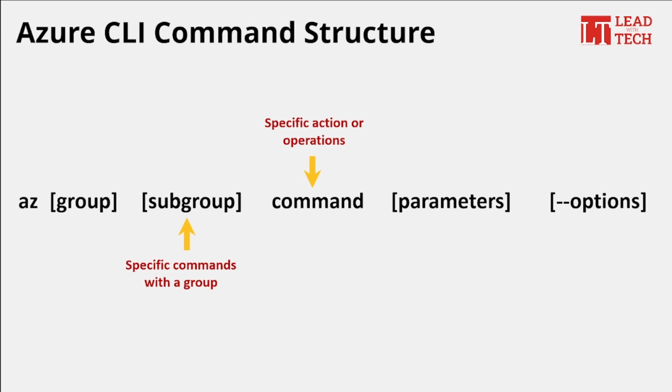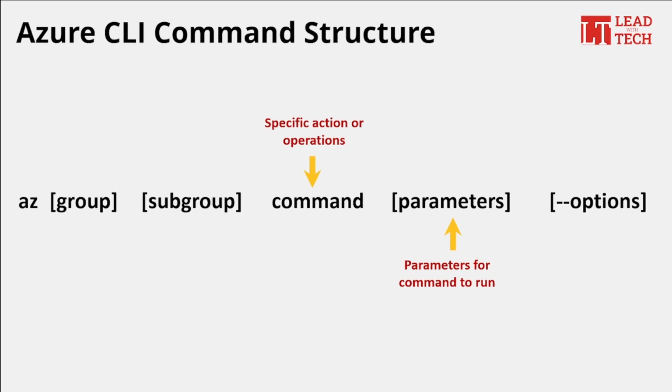Next, once you specify the command, you'll have to specify the mandatory parameters based on the group, subgroup, and the command that you have chosen. So if you're trying to create a VM, you may not have a subgroup, the command is create, and then you need to specify the resource group as mandatory. You need to specify the virtual machine name as mandatory.